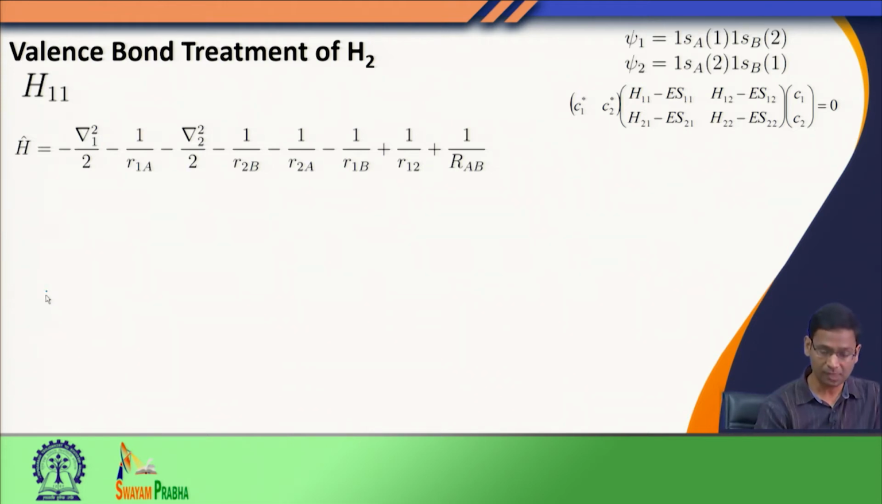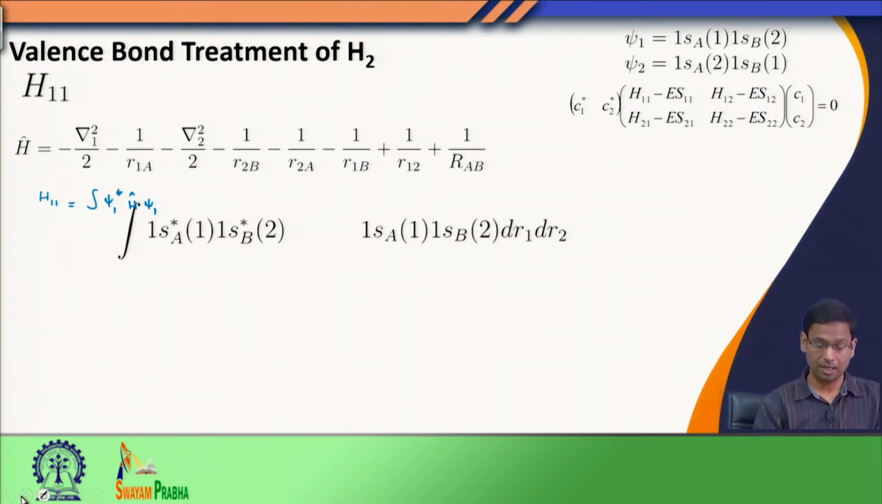Now, when we are looking at the energy integral H 1 1, this is the matrix element corresponding to psi 1. So this is what we have to evaluate. In other words, we are going to write down psi 1 star. Since psi 1 is written over here, psi 1 star is simply the complex conjugate of psi 1, and then we have psi 1 again, the wave function, and then we integrate over dr 1 and dr 2.